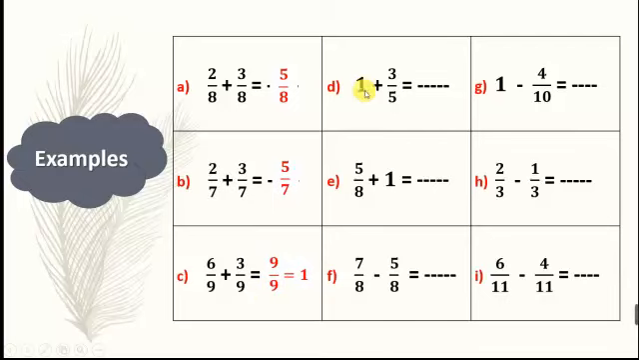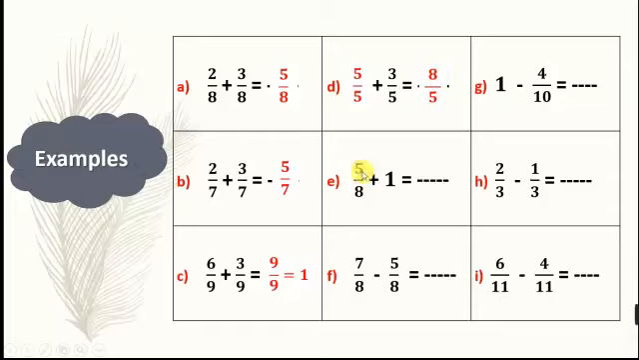Okay, now I have 1 plus 3 fifths. What am I going to do? Instead of 1, I'm going to write a fraction with the same denominator. So what do I write? 5 over 5. Now I have the same denominator. Keep the denominator without any change and add 5 and 3. 5 plus 3 equals 8, and 5 stays the same, so I get 8 over 5.